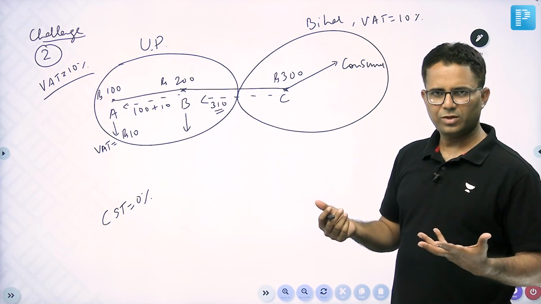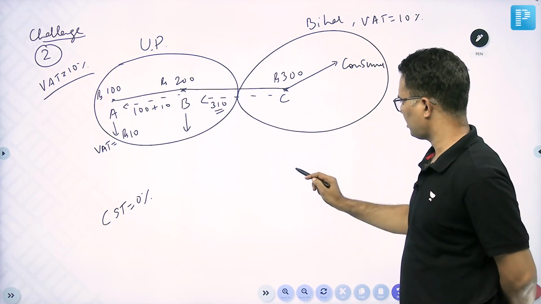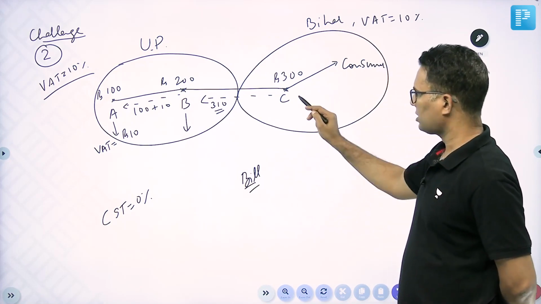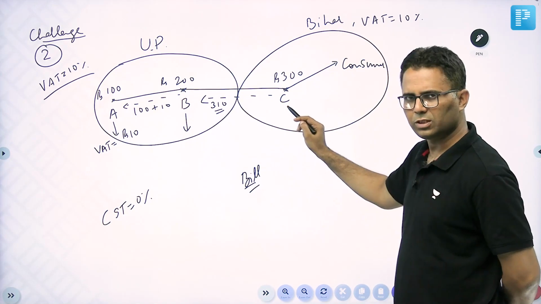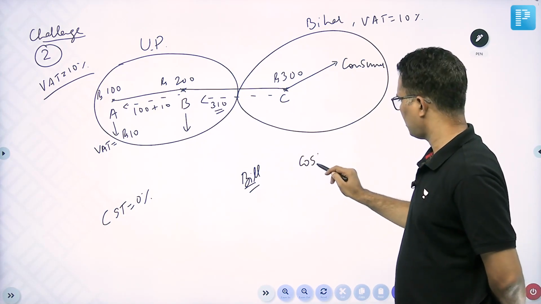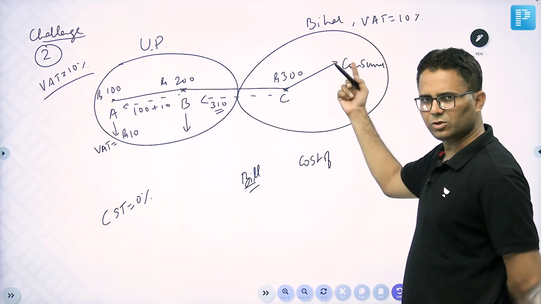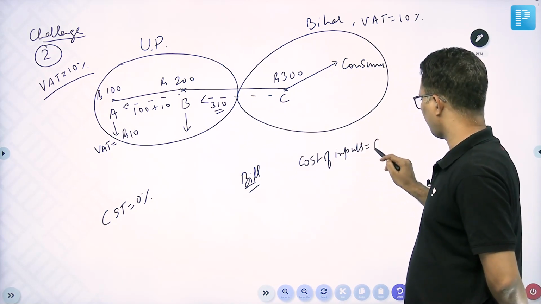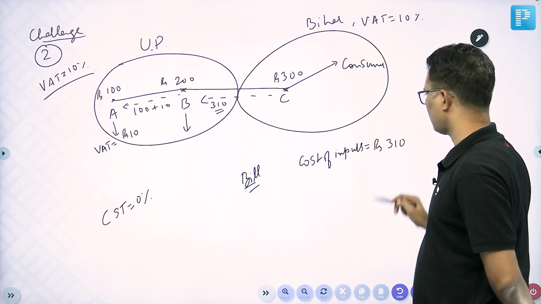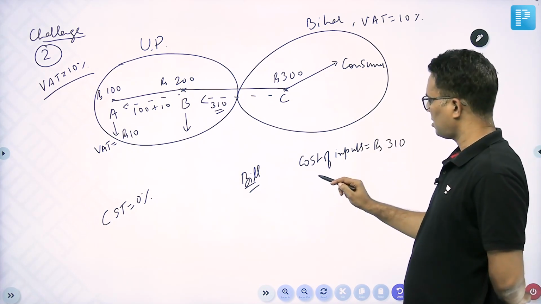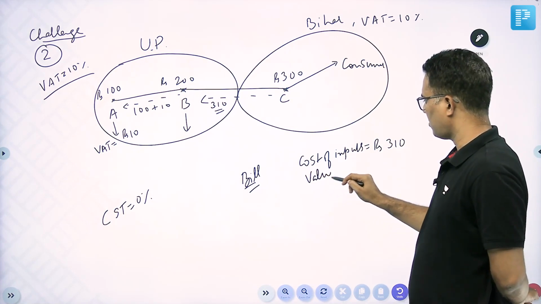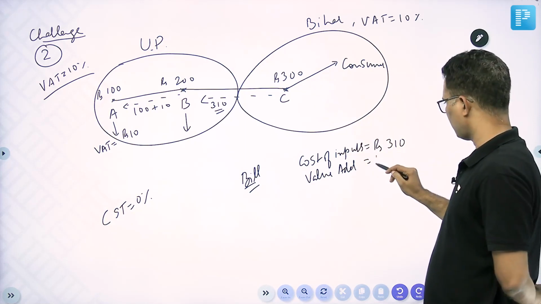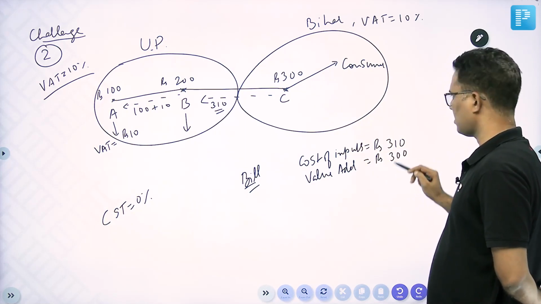So how does the billing happen in VAT? When C sells to the consumer, how is this bill prepared? For C, the cost of inputs is 310. So C will write, but it will try to pass on this burden to the consumer. So cost of inputs is equal to rupees 310. Value addition, how much work did C do? 300 rupees.